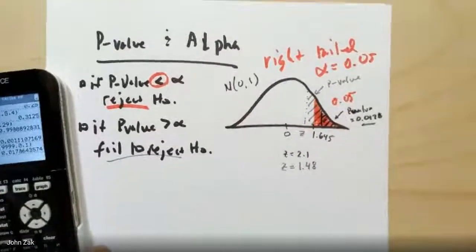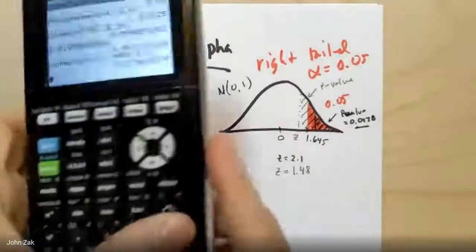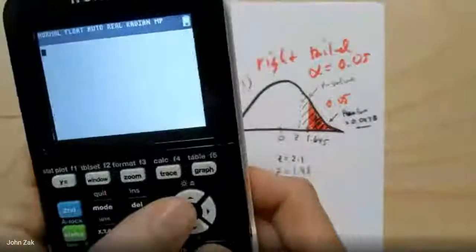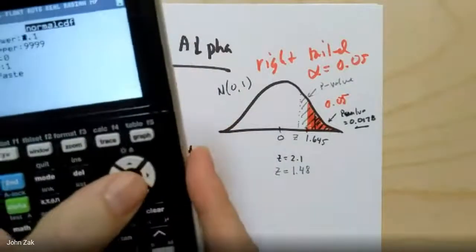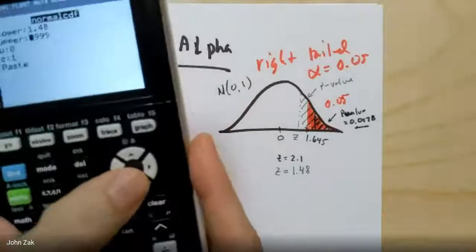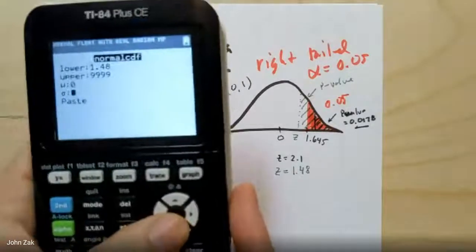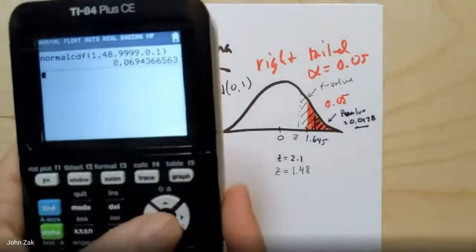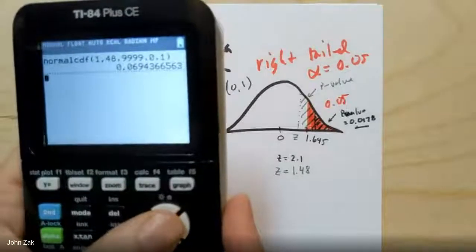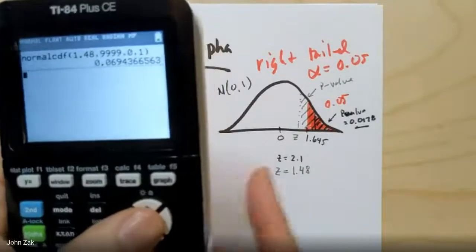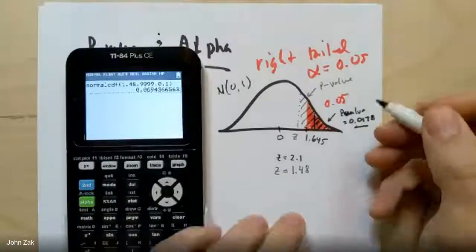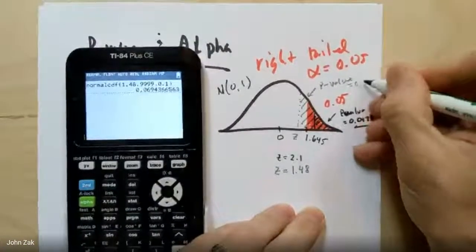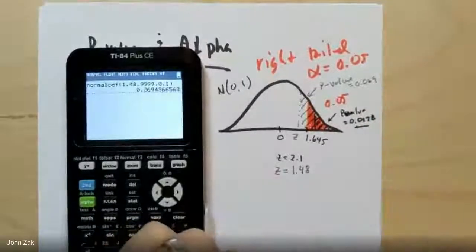Now, exactly how much bigger than 5% is the p-value? Well, let's see. If I did normal CDF, 1.48 to infinity, that's like 6.9%. My gosh. 0.069.